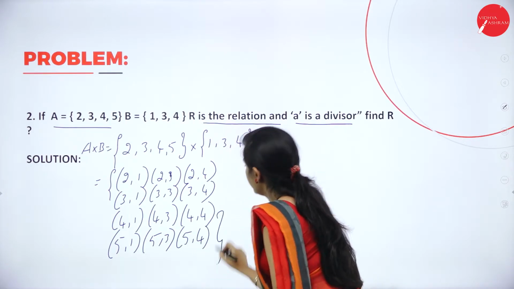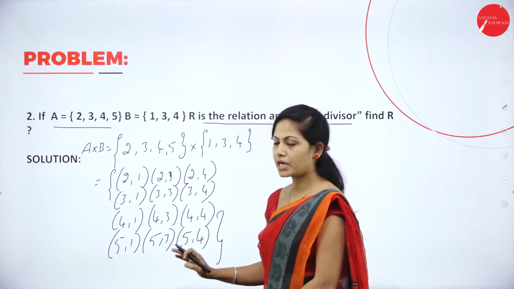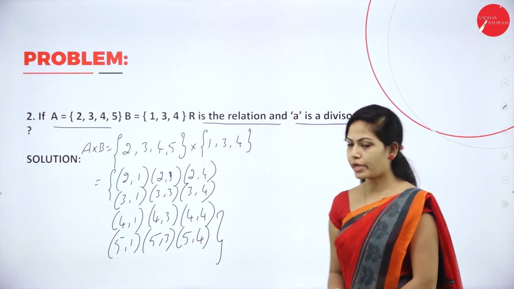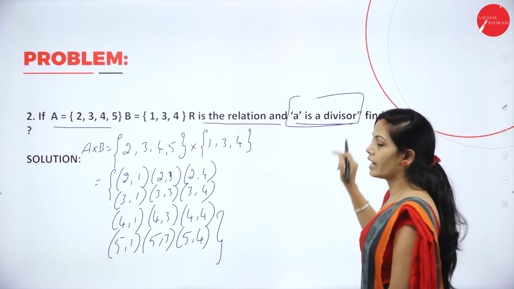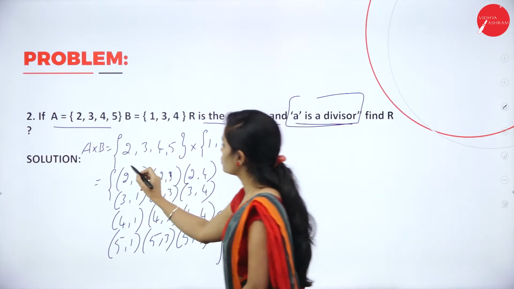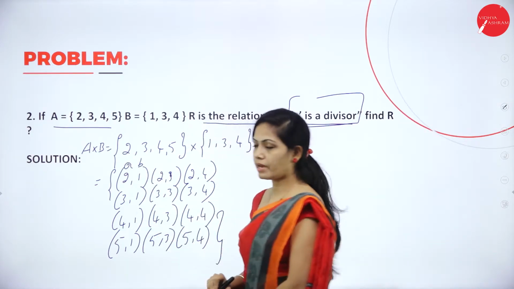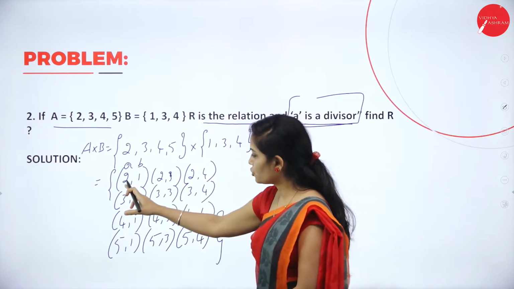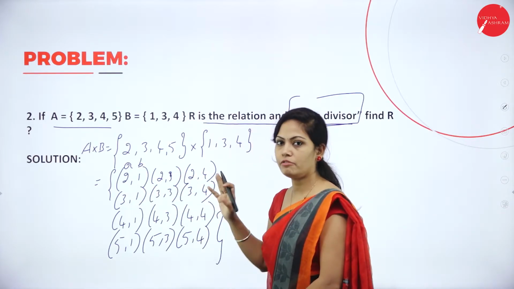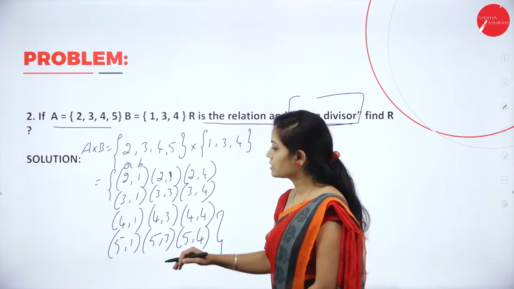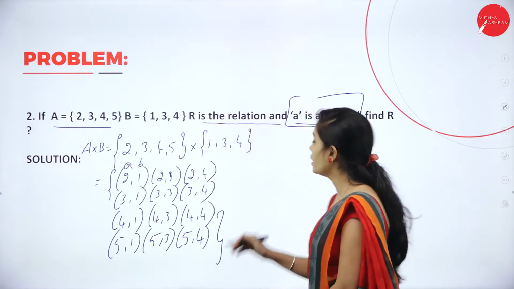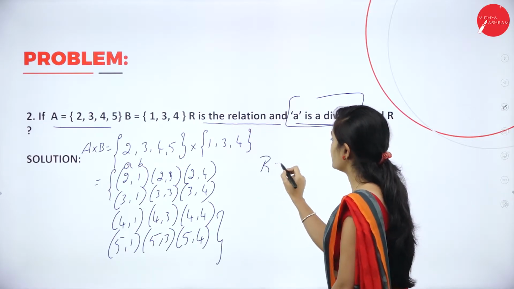So first write A cross B, the Cartesian product. Then you can find the relation. So your question is, A is a divisor. So this is A value and this is B value. So A value should be a divisor of B value. So you need to find the relation for the given set. So which are the relations you will consider for A is a divisor?